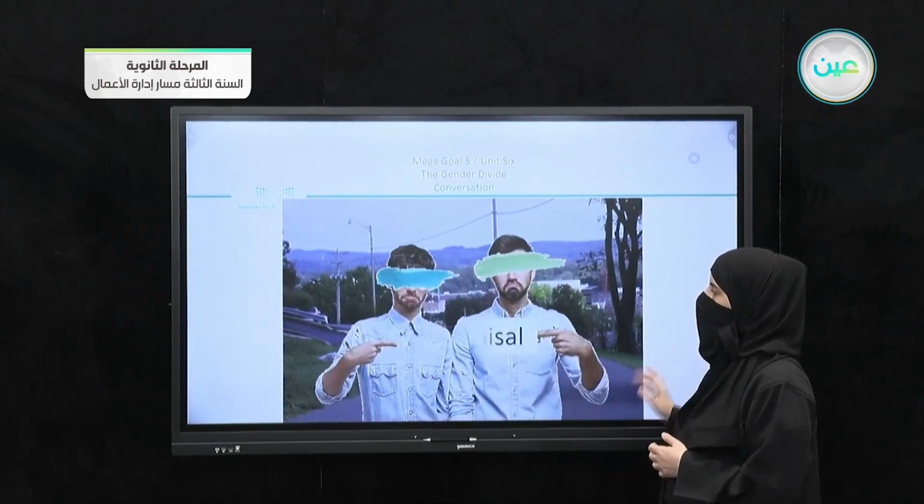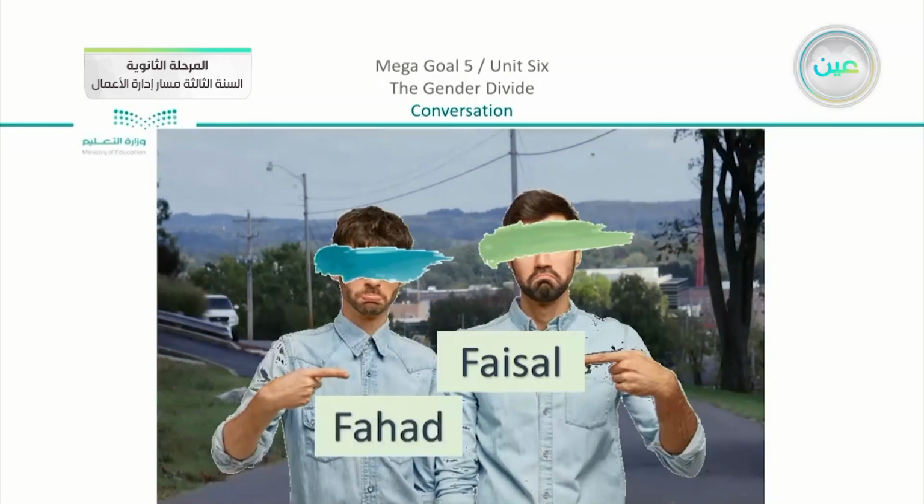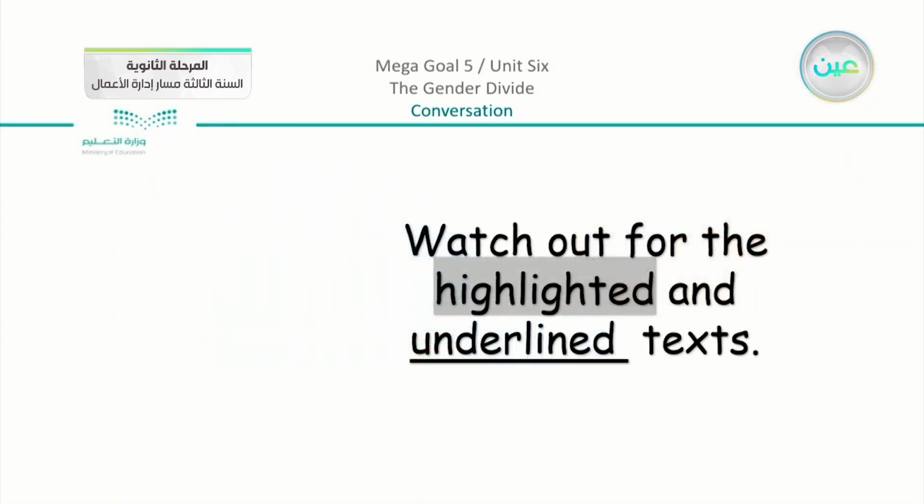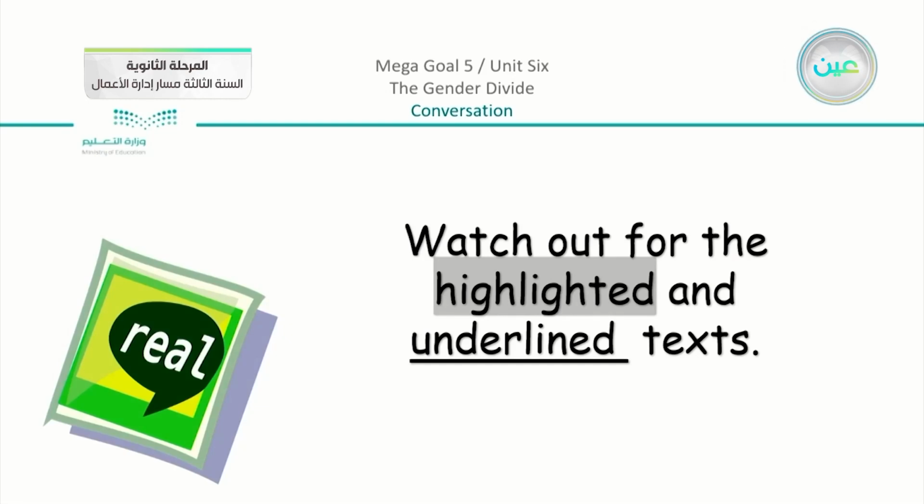We do have these two characters who are Faisal and Fahad. Now, Faisal and Fahad here, they are going to pass by a gas station, as you can see, and we have here the attendant. We can see that there is something concerning directions here. So we are going to listen to the conversation between them. Now watch out for the highlighted and underlined text that you have here within the conversation. We are going to focus on the real talk, and also we have different phrases. So we're going to start.